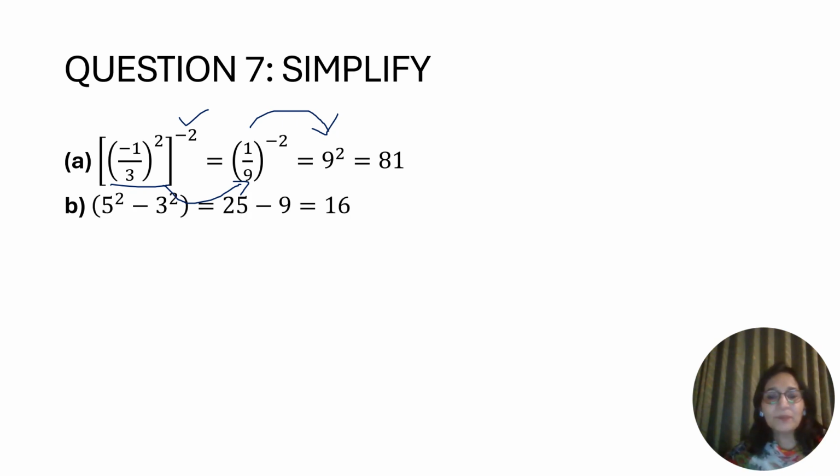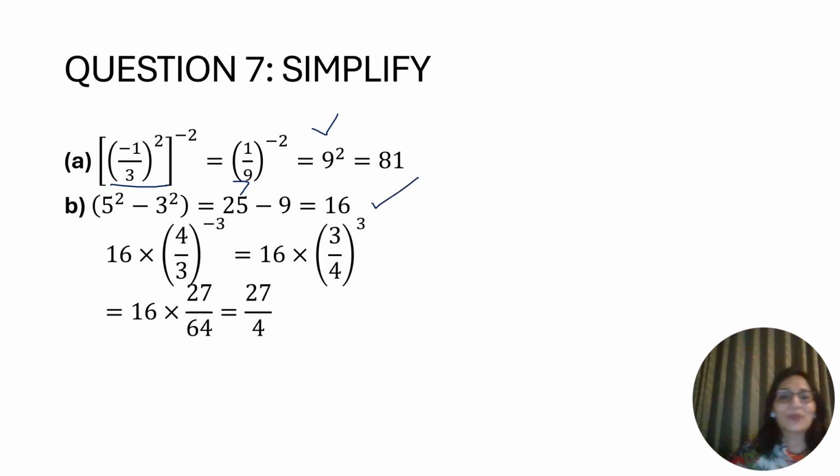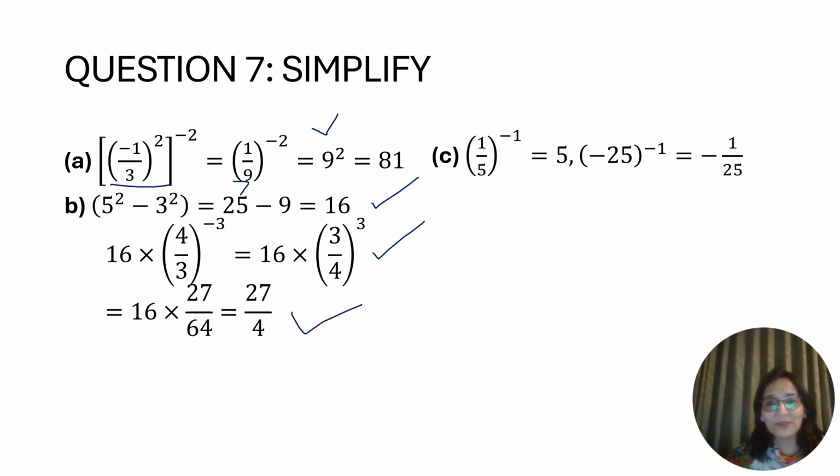Question number B. In this, it is 5 square minus 3 square. So it's an easy one. You just have to multiply 5 square and then 3 square, that is 25 minus 9, and you will get 16. So this is the easy one. Further, the next step of B part, 16 into 4 upon 3 to the power minus 3. So 16 into 3 upon 4, which we have reciprocated, and then further you have to just multiply.